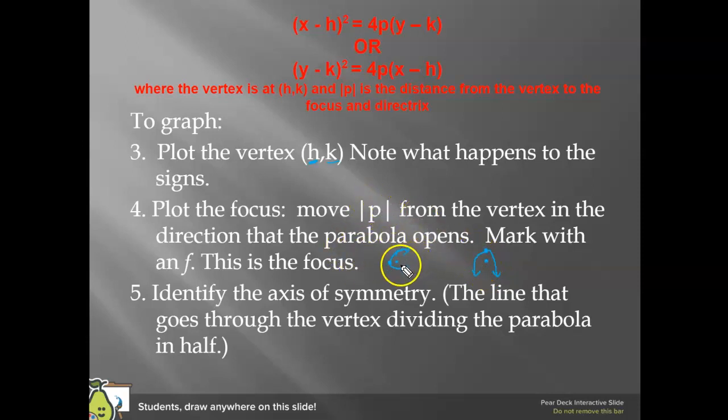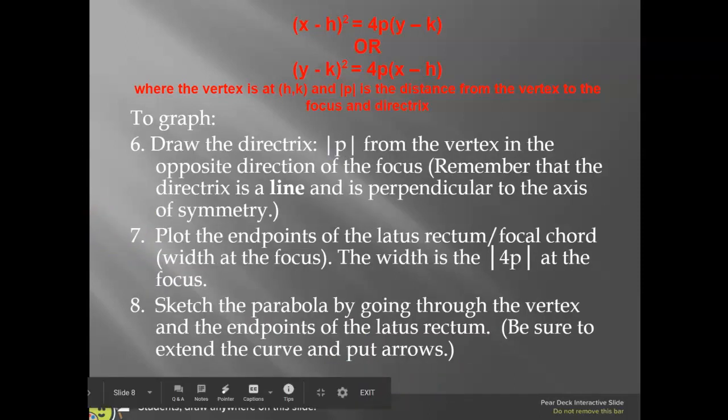So that's why we need to know which direction it's facing. So then we can have our focus and we can have our vertex. And once we have our focus and our vertex, we can actually draw the axis of symmetry. The axis of symmetry is going to go through both the vertex and the focus. So our axis of symmetry goes right through wherever our vertex and our focus is. So now we know what cuts our parabola in half.